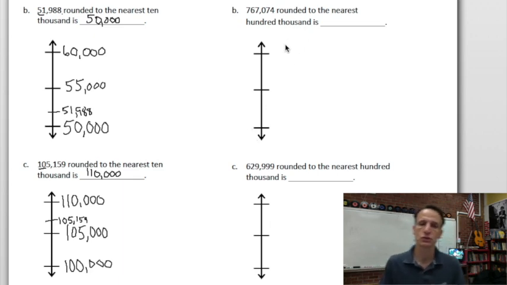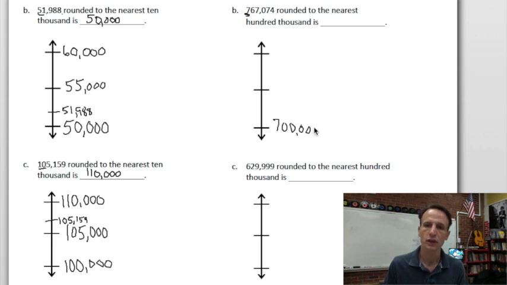Let's jump up to 2b now. We have the number 767,074 rounded to the nearest 100,000. Okay. Now this is similar but actually easier in a way because we're looking at just the 100,000s place, right? So what's our 100,000? That's right. There's a 7 there. So 700,000.